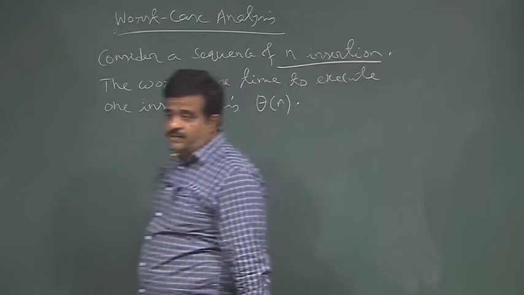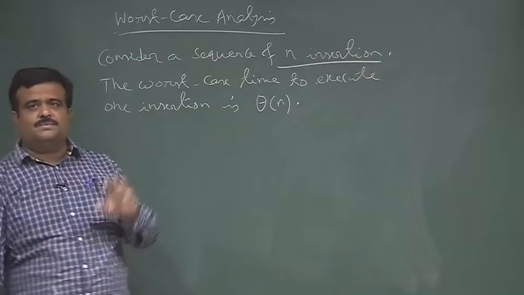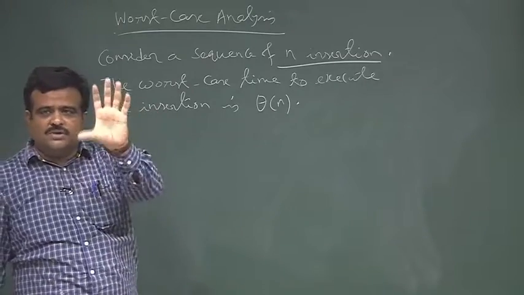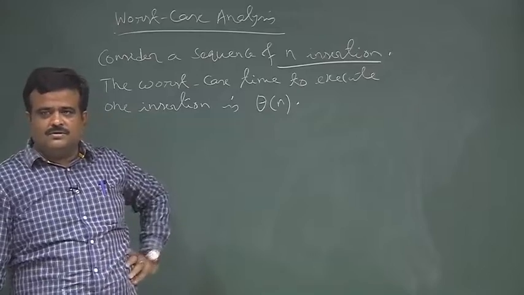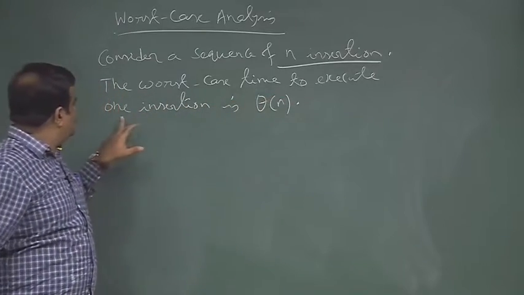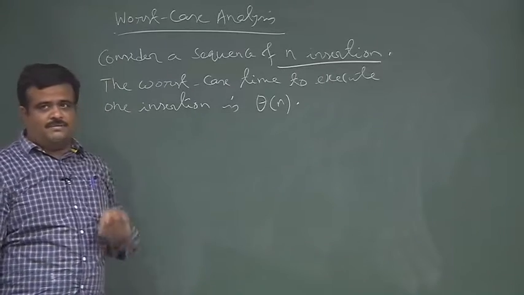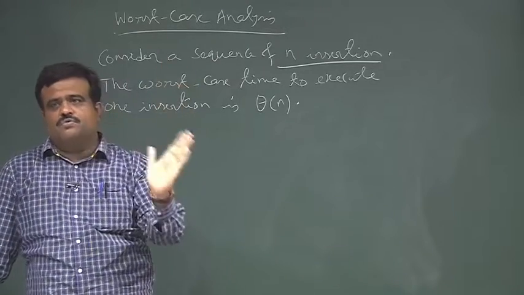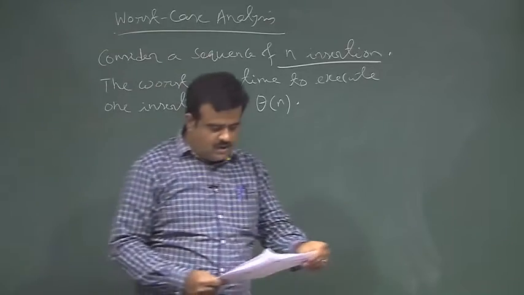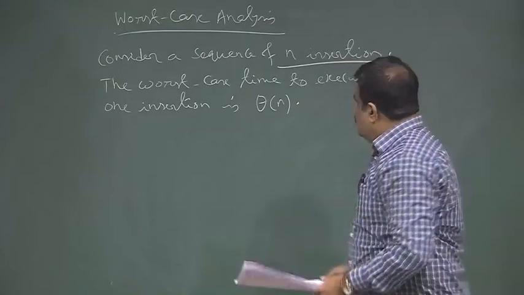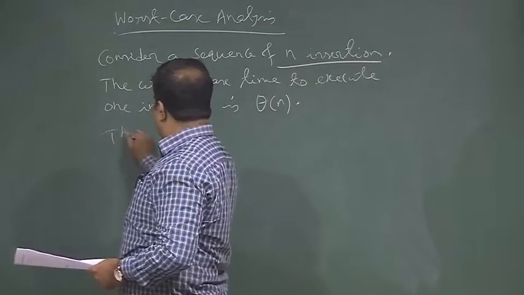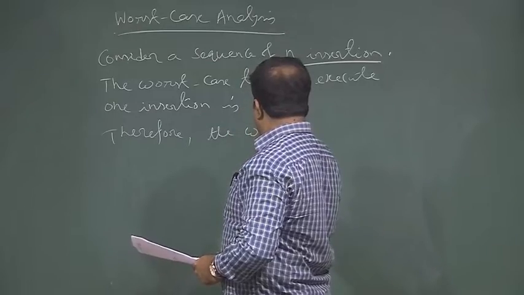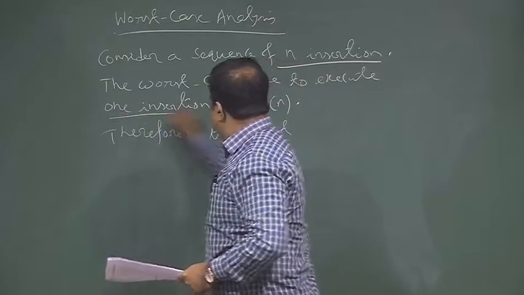Because if there is an overflow, suppose there are n by 2 items. Now, suppose there is an overflow, then we have to shift all the n by 2 items into the new table. So, that will cost us order of n. That is why the worst case time to execute one insertion will be order of n, because in the worst case we have to create a table and copy all the existing items to the new table. That will cost us order of n times if the size of the old table is order of n. Therefore, this is for one insertion. One insertion costs us this.